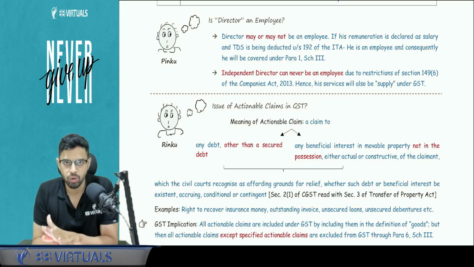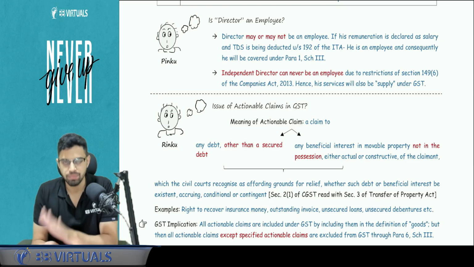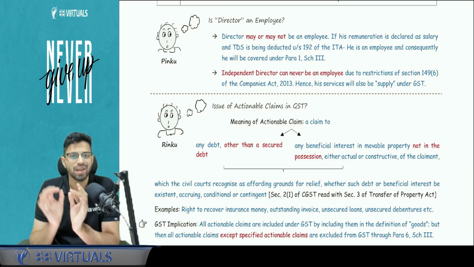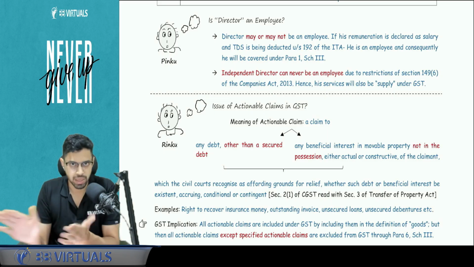Chapter 2 will talk about it. All the services by a director in official capacity are covered under RCM. Company will pay the tax. Okay. The word director is associated only with a company, not a partnership firm, not an LLP, not any other structure.